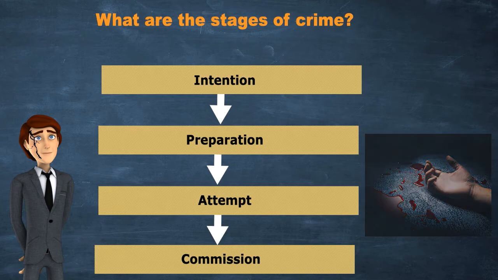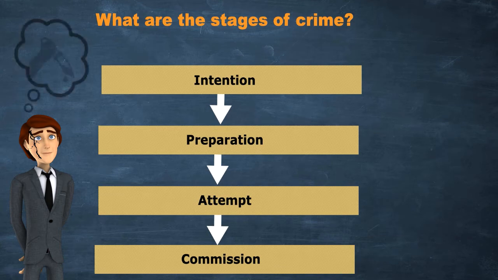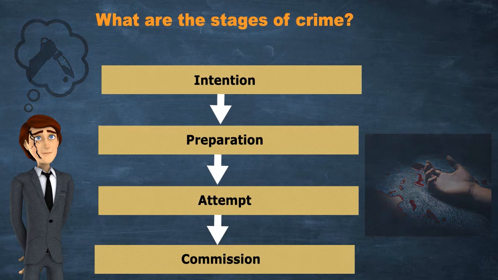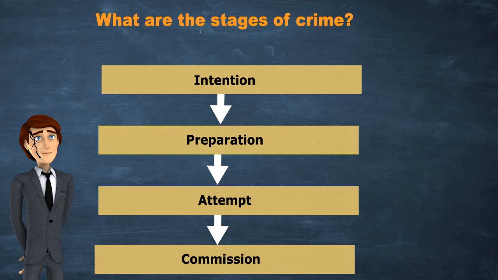The first two stages, namely intention and preparation, do not come under the category of crime until the third one is initiated, that is attempt. So see, if something is going on inside your mind, of course there is no law that can punish for that, because it cannot be proved.